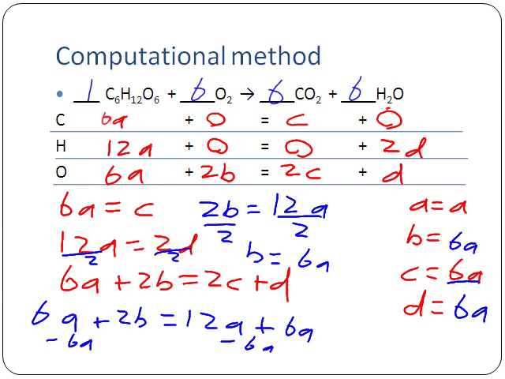On the left, we have 6 carbons. On the right, we have 6 carbons. On the left, we have 12 hydrogens. On the right, we have 12 hydrogens. On the left, we have 6 oxygens. Actually, no, we have 6 oxygens in the first term right here, plus another 12 oxygens in the second term, which gives us a total of 18 oxygens on this side. On the right side, we have 6 times 2 is 12 oxygens here, plus 6 more gives us 18 on the right side. And so that balances out. And that is how you'd go about using the computational method to balance an equation.